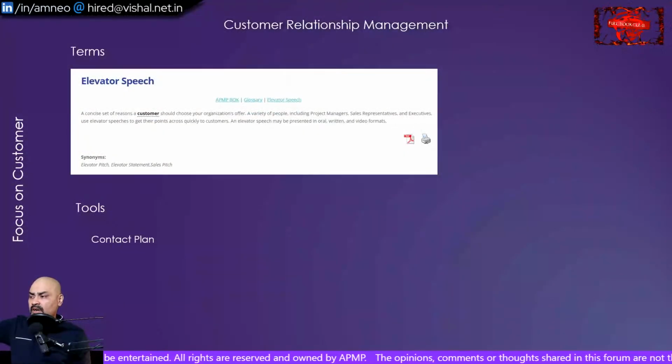Now there is a term in customer relation management we did not cover last time, but I wanted to do it this time, and it's called the elevator pitch. At times it's called the elevator speech as well.